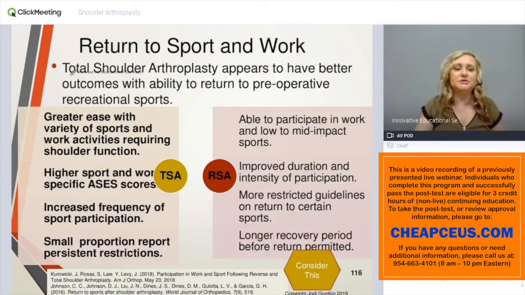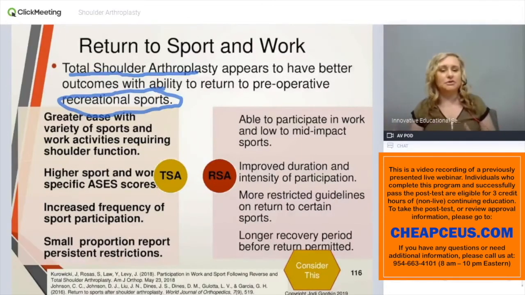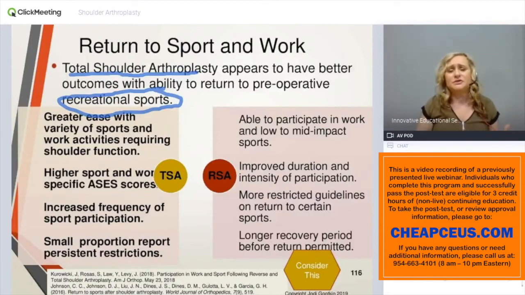They found that individuals with the total shoulder arthroplasty, particularly with recreational sports, seem to have better opportunities and more success in returning to sport activities, which kind of makes sense because those are probably your patients who had arthritis or a traumatic fracture. All their muscles are still functional for the most part. So they were probably doing more before, so they're doing more after.